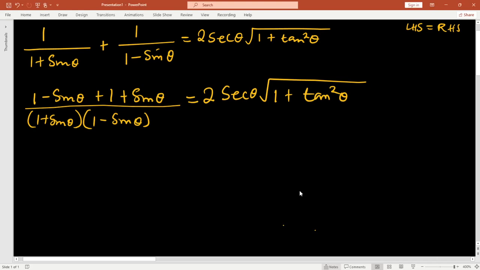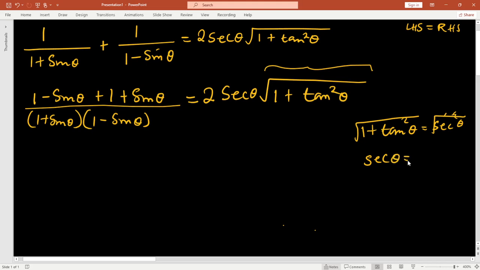Now we know that this part comes from an identity. We know that 1 plus tan squared theta is equal to sec squared theta. So if we introduce a square root on this side and a square root on this side, they will cancel. So we are left with sec theta is equal to the square root of 1 plus tan squared theta. So where there's the square root of 1 plus tan squared theta, we can just replace it with sec theta. Okay, so we'll do that.